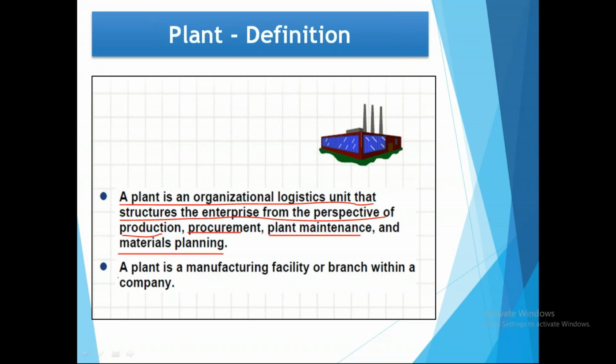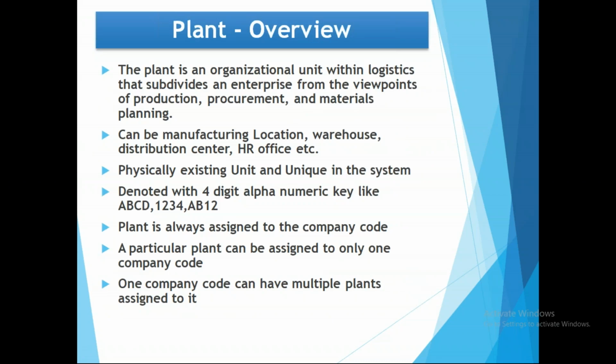A plant is a manufacturing facility or branch within a company. Plant is like a location. A plant can be a manufacturing location, a warehouse, a distribution center, or an HR office. A separate HR office is also called a plant, and a plant will be physically existing and it will be unique in the system.